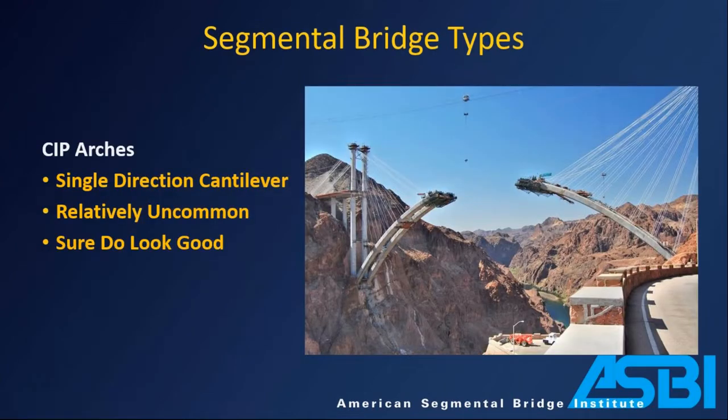Getting even more rarefied, you can use cast in place segmental for arches. Pretty similar. In this case, it's not a balanced cantilever situation. It's a unidirectional cantilever, right? So you need a way to keep that under control until you have continuity. In this case, this Hoover Dam Bridge, they're using these temporary stay cables to stage it. Once they meet in the middle, there'll be a closure pour, and those cables will be taken down. You don't see it very often, but they really are impressive when you do.